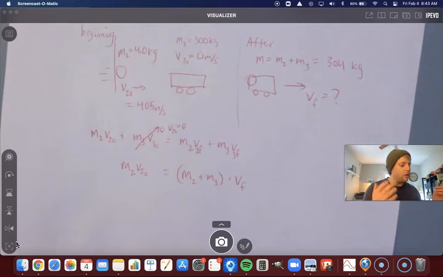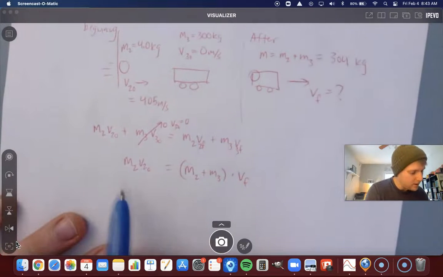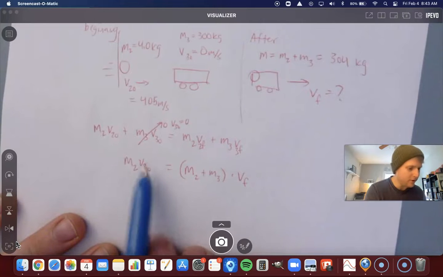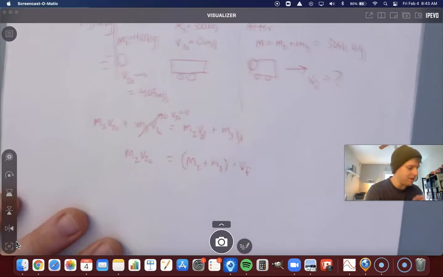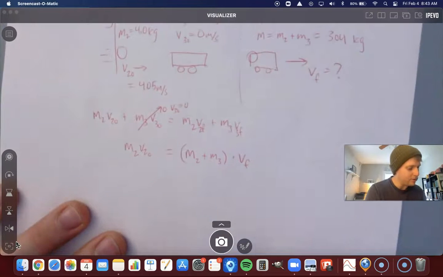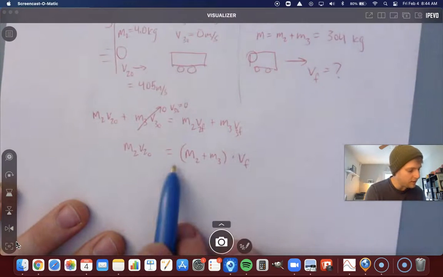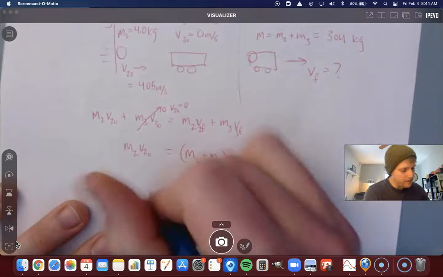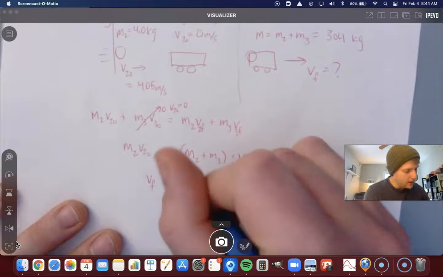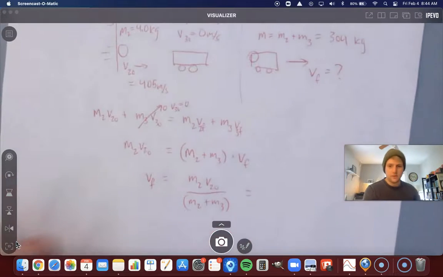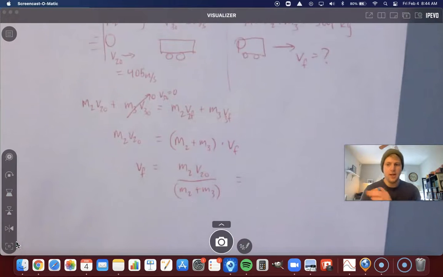Now, if we take a quick look at what we know and what we don't know, we actually know everything that we need to solve this. We know the initial velocity and the mass of the projectile. We actually know this number because we knew the momentum, but I'm not going to use that. We do know those two masses. We can solve for V final, so I'm going to divide both sides by this term, M2 plus M3. So V final is M2 V2 naught over the two masses added together. Let me go ahead and plug everything in, and we'll get a final answer.